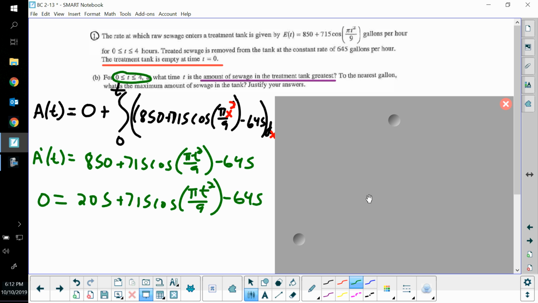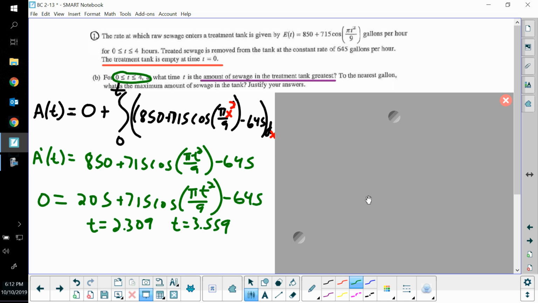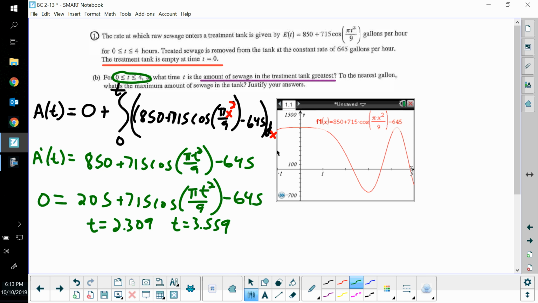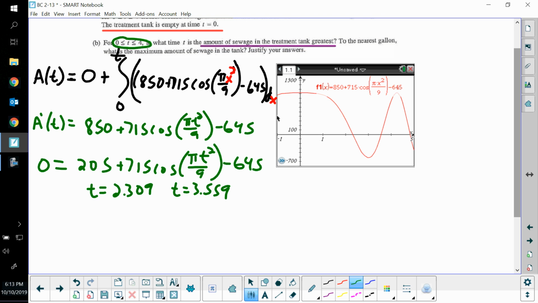Okay, so when we put that in on the graphs page, we should have gotten t equals 2.309 and t equals 3.559. There's the picture of the graph right there. Okay, so that should have been what you got. And remember, even though there's one at about 4 point something, we only cared about 0 to 4. So we're going to make our number line now, because our last thing we have to do is our tests.